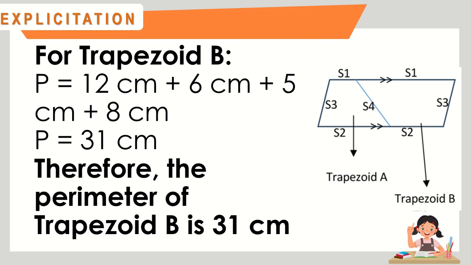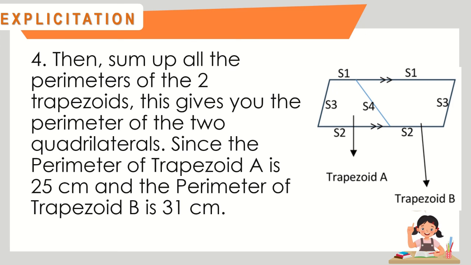For trapezoid B, P is equal to 12 cm plus 6 cm plus 5 cm plus 8 cm. P is equal to 31 cm. Therefore, the perimeter of trapezoid B is 31 cm. Then, sum up all the perimeters of the two trapezoids. This gives you the perimeter of the two quadrilaterals. Since the perimeter of trapezoid A is 25 cm and the perimeter of trapezoid B is 31 cm.